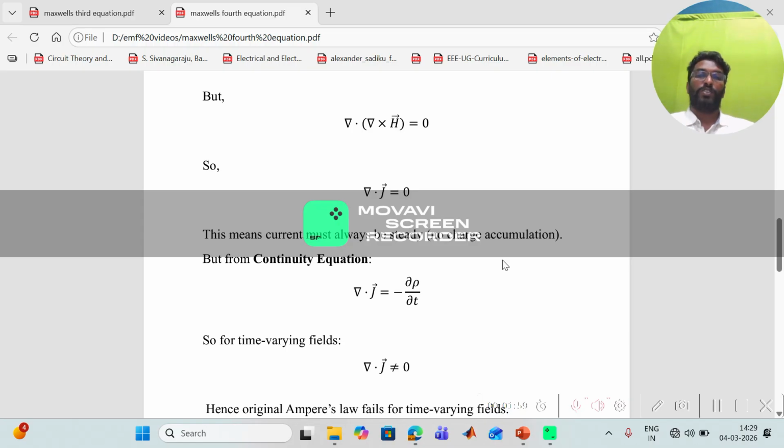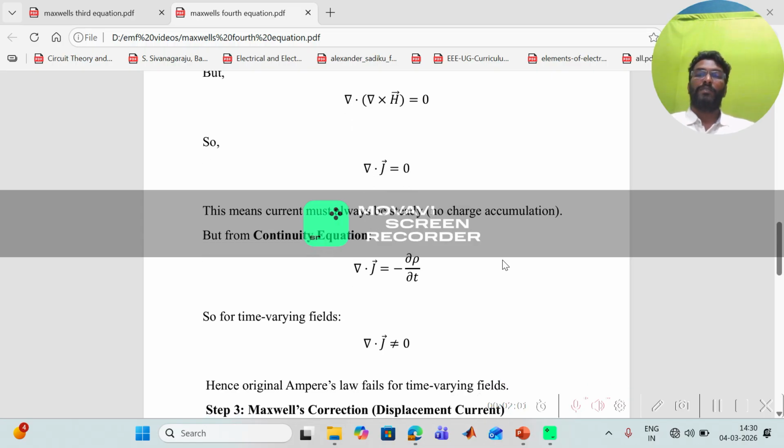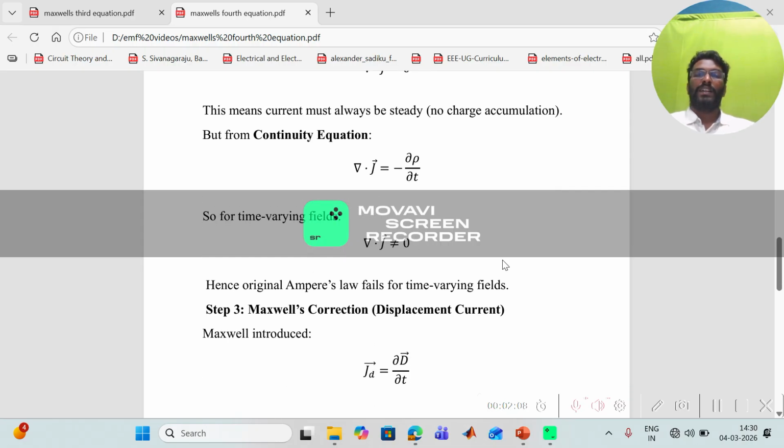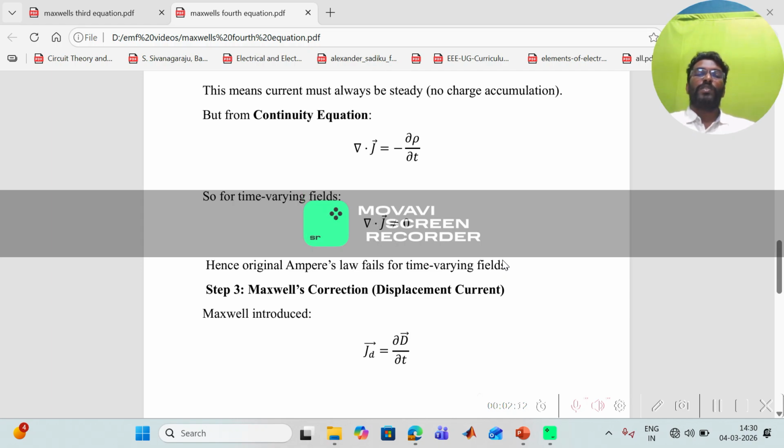There should be no charge accumulation. But from continuity equation, we know del dot J is equal to minus dou rho by dou t. So for time varying fields, we can say the divergence of current density is not equal to 0. So original Ampere's law fails for time varying fields.